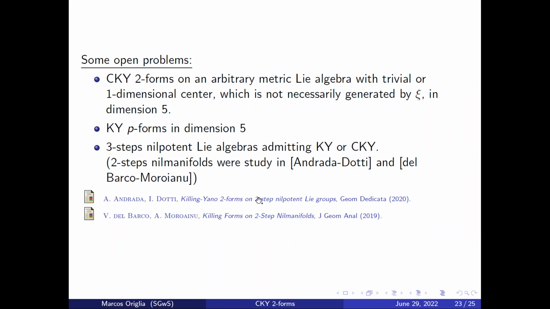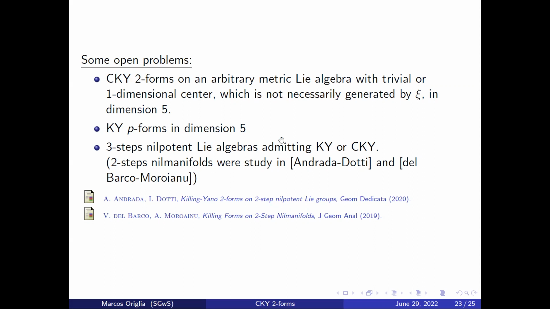And also, it's not known what happens with Killing p-forms, not just 2-forms, in dimension 5. Another possibility we are working on with Cecilia is what happens in 3-step nilpotent Lie algebras with Killing or conformal Killing forms. About 2-step, there was a study by Andrada and Dotti of Killing 2-forms in 2-step nilmanifolds, and by Del Barco and Moroianu, the case of conformal Killing in 2-step. So the next case would be 3-step. That's some possible continuation.